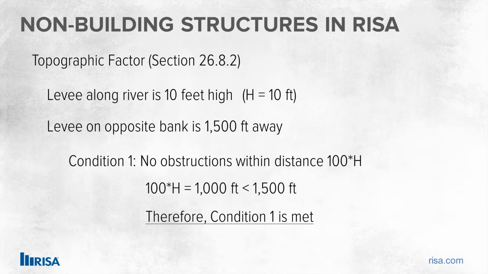But we have to meet all of the conditions for topographic factors in order to have to consider topographic in our design. So in this case, yes, the fact that we have basically that flat surface of the Mississippi River for at least 1,000 feet is going to be enough to have us meet that first condition.